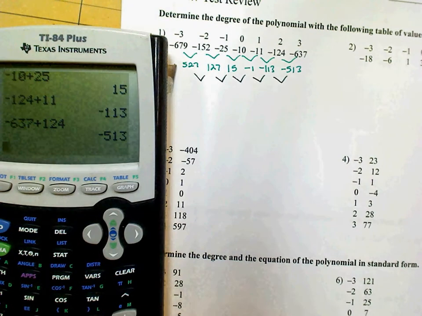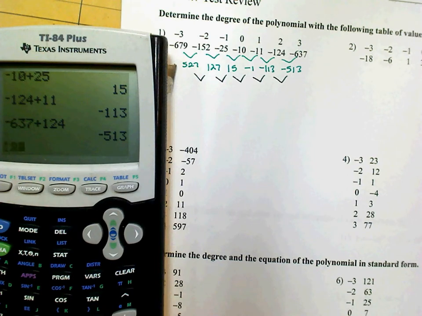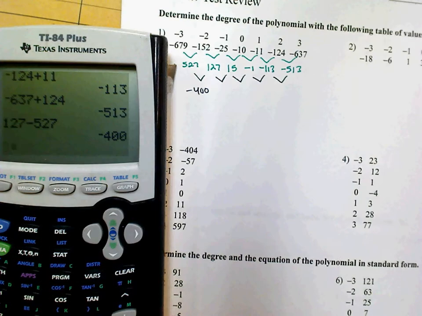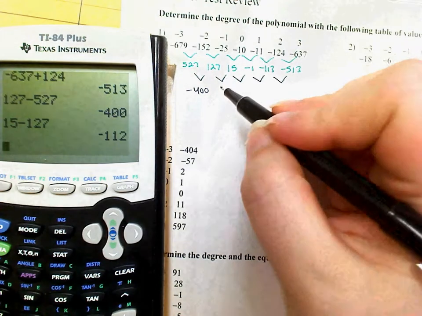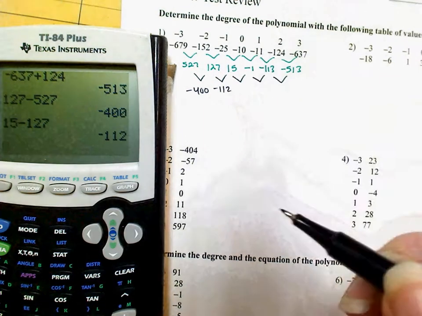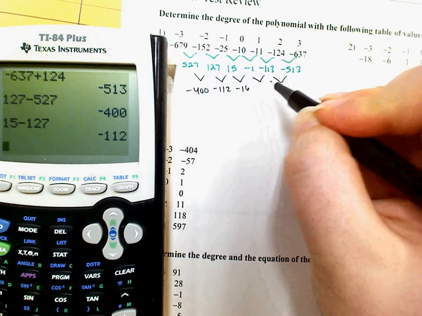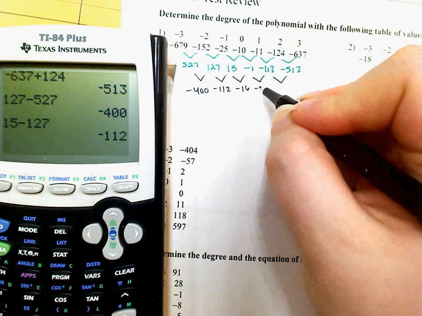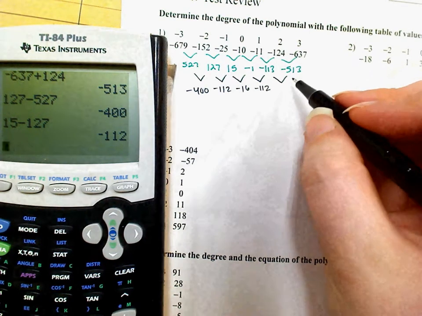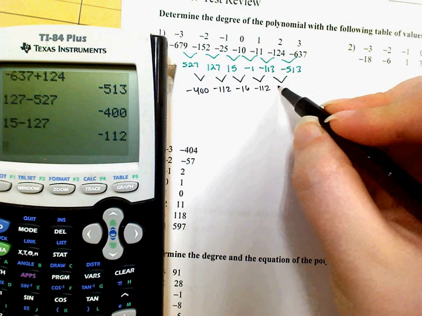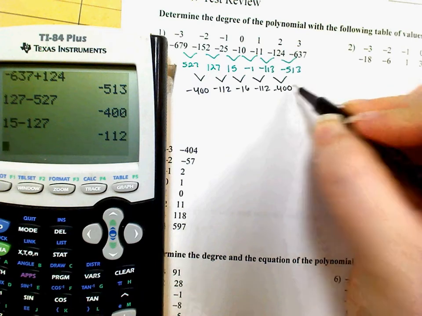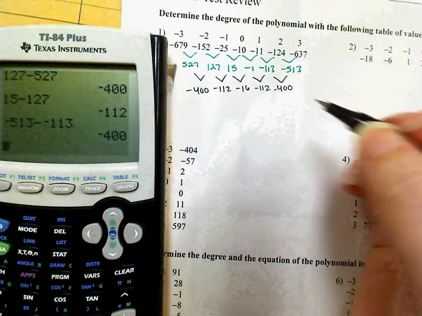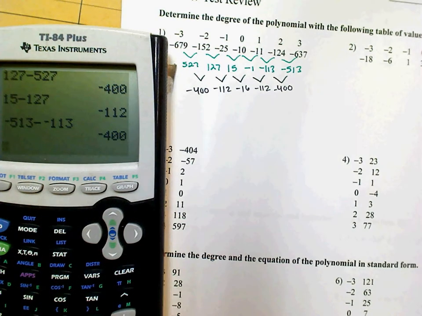So I've got 127 minus 527, which is of course negative 400. 15 minus 127 is negative 112. Negative 1 minus 15 is negative 16. Negative 113 plus 1, or minus a negative 1, is negative 112. And negative 513 plus 113, negative 513 minus a negative 113, is negative 400. Okay? And now we need to find the next row.